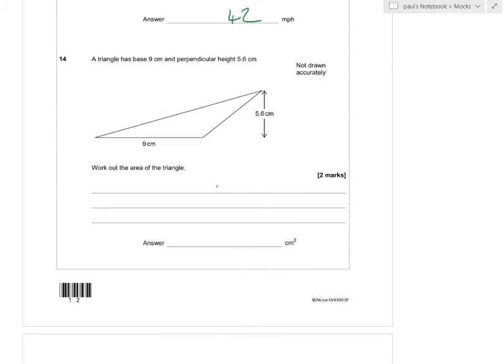Right, a triangle base is 9 and a perpendicular height 5.6. Work out the area. So half base height equals half times 9 times 5.6. 0.5 times 9 times 5.6 is 25.2. Okay.